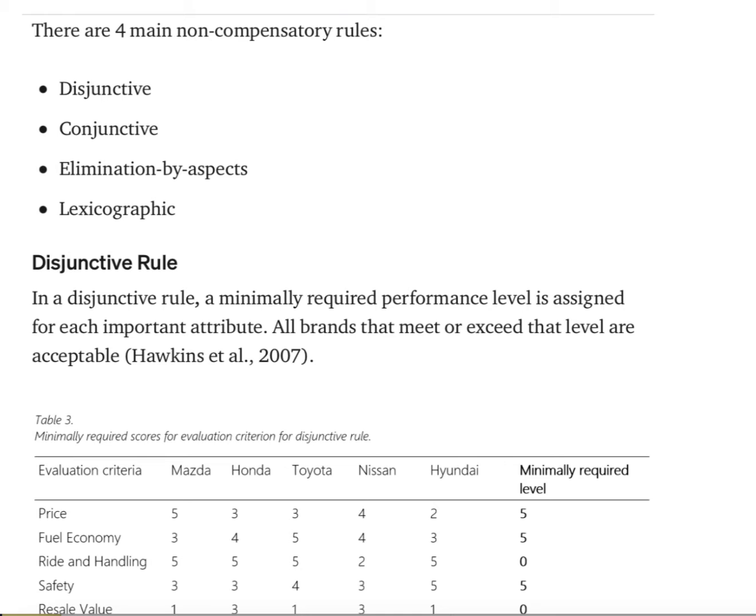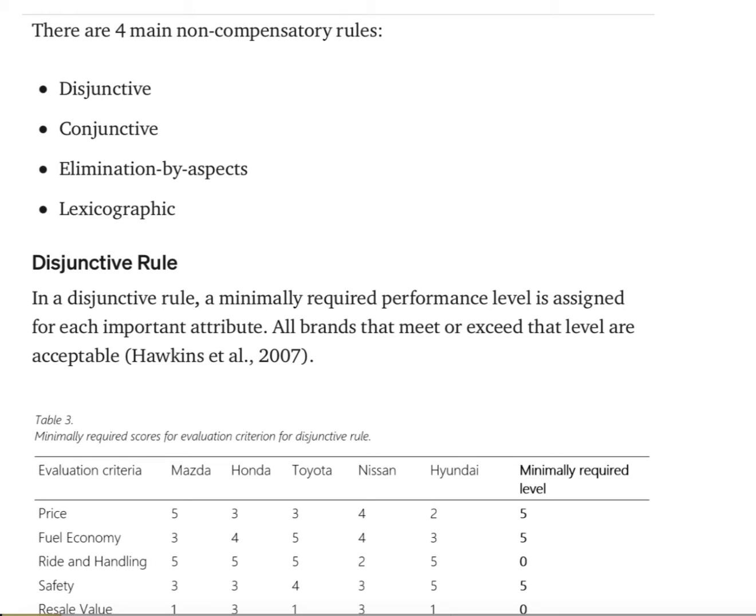Okay, so we're going to walk through 4 non-compensatory decision rules: disjunctive, conjunctive, elimination by aspects, and lexicographic. And I do want to say that consumers frequently use more than one rule to make a single decision. The most common instance of this is using a relatively simple rule to reduce the number of alternatives considered, and then to apply a more complex rule to choose among the remaining options.